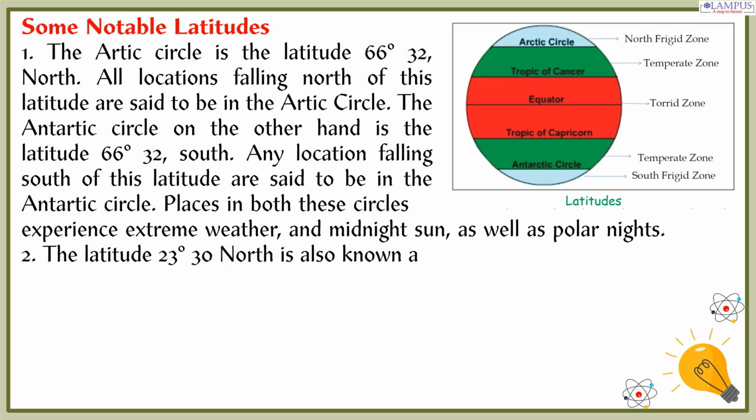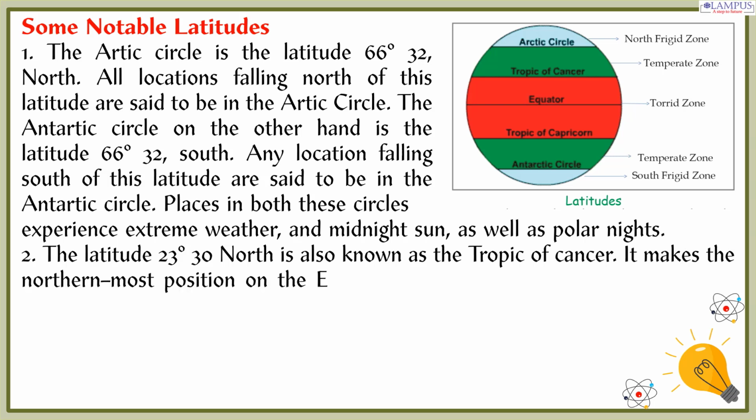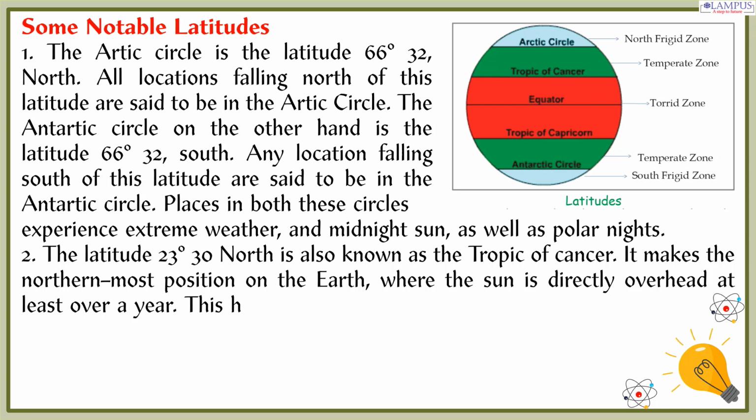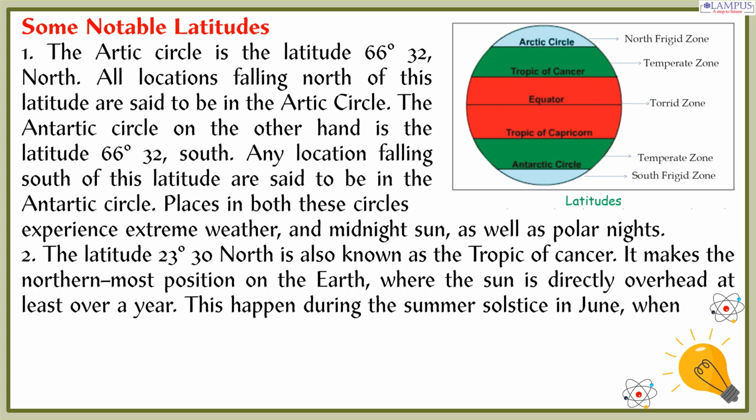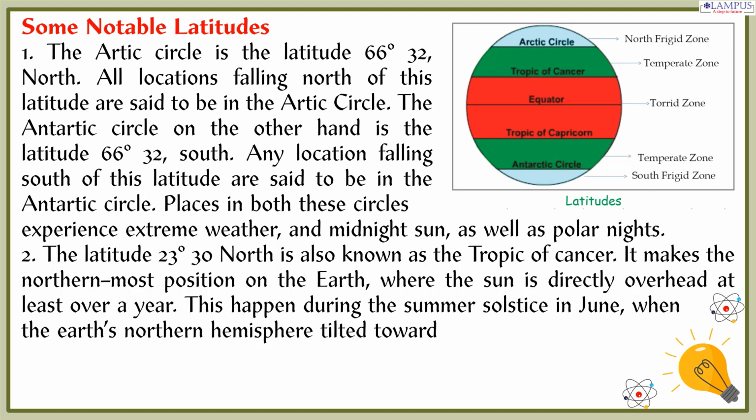2. The latitude 23 degrees 30 north is also known as the Tropic of Cancer. It marks the northernmost position on the Earth where the sun is directly overhead at least once a year. This happens during the summer solstice in June, when the Earth's northern hemisphere is tilted towards the sun.